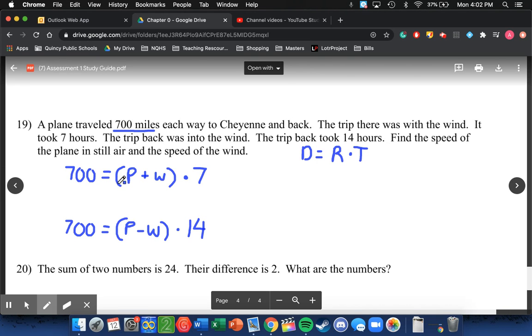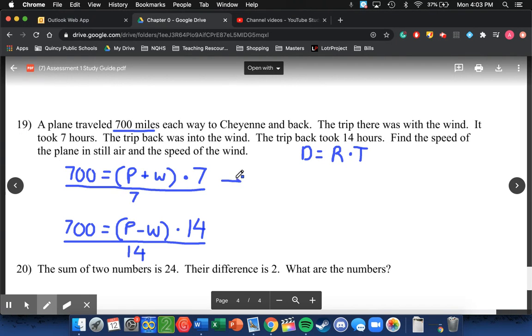Right, now the approach here is this. You could multiply in here and then try to solve through elimination, and that would work. However, I think to make your life easier, you could notice that, well, if I can get rid of the 7 and the 14, then I'll have a positive and a negative that will just cancel. So why don't I go ahead and divide both sides by 7. And here, divide both sides by 14. So basically, I'm removing the time so that I can find the rate.